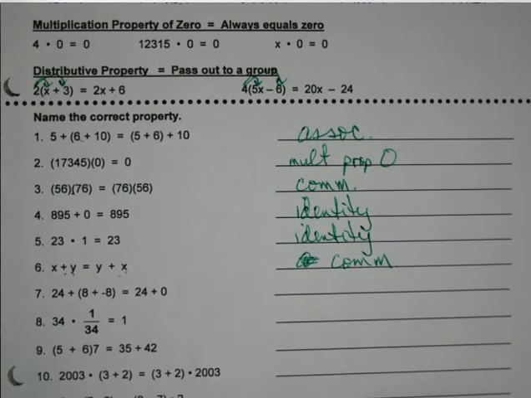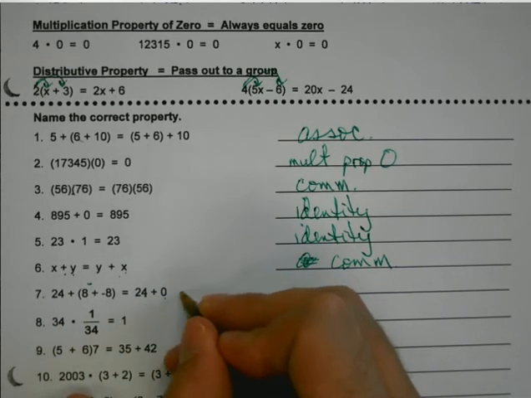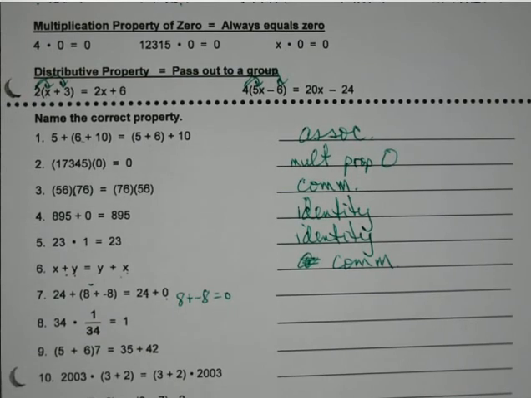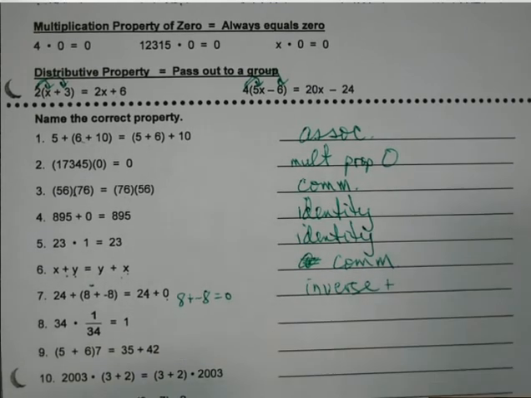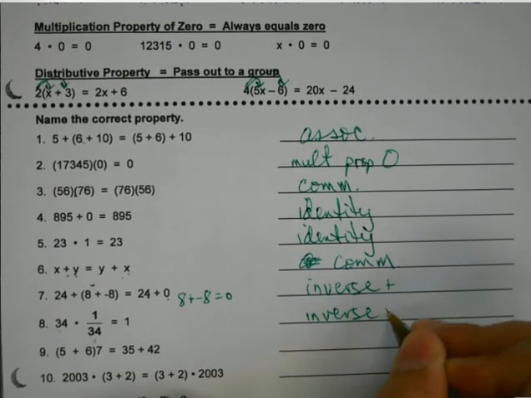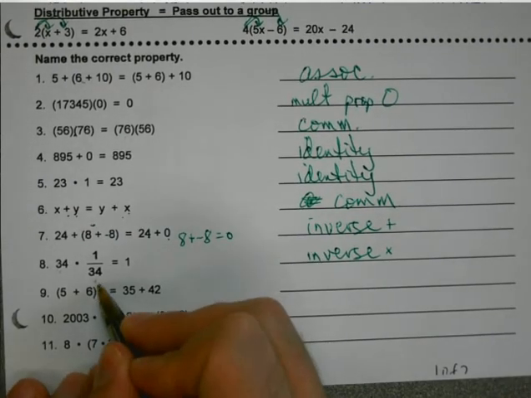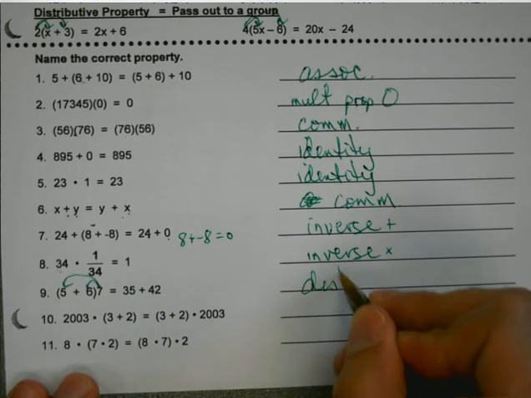Okay, number 7. Now this one's a little trickier. The 24s are the same. You're like, but this is different. So if the whole problem was just 8 plus negative 8 equals 0, which one would you pick? Inverse. So this is going to be an inverse. If you want to put the plus for addition, you can. Here, multiplying a number and its inverse. So again, that's going to be inverse, but it'd be with multiply. Here, to get from here to here, I had to multiply the 7 times the 5 and the 7 times the 6. So that's the distributive property.